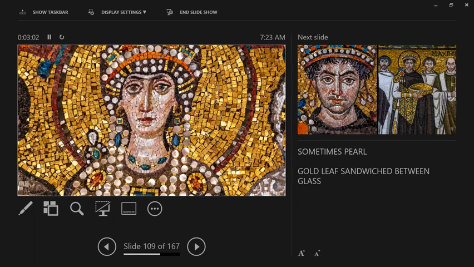The ones that are gold are a piece of gold leaf sandwiched between two pieces of glass. And then also in these mosaic murals is pearl. You see these round parts right here, those are pearl.